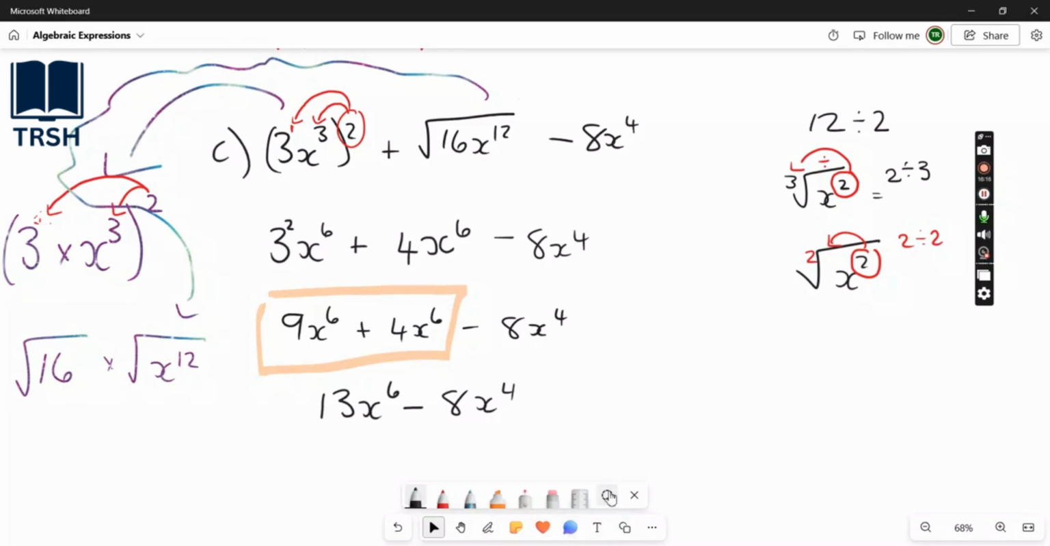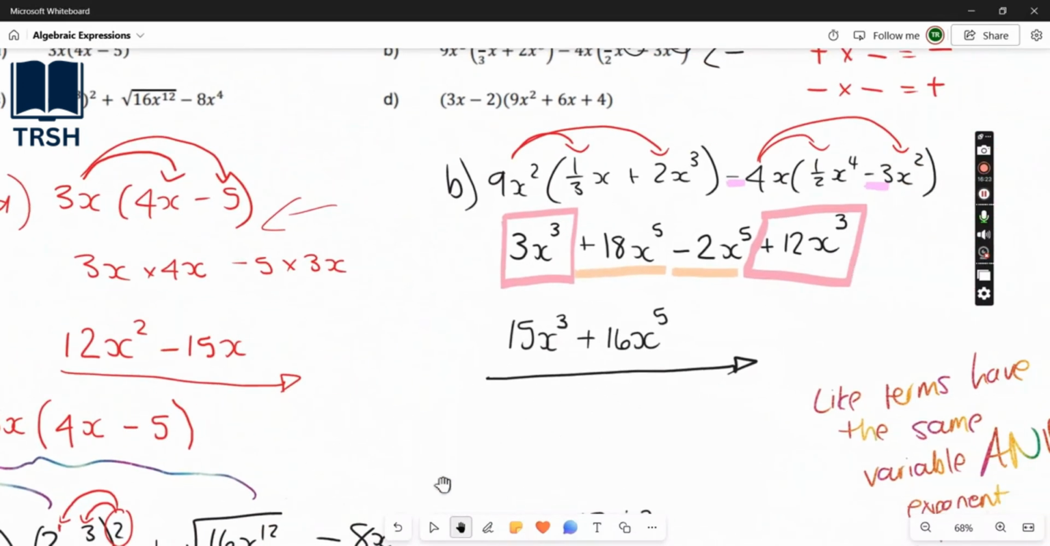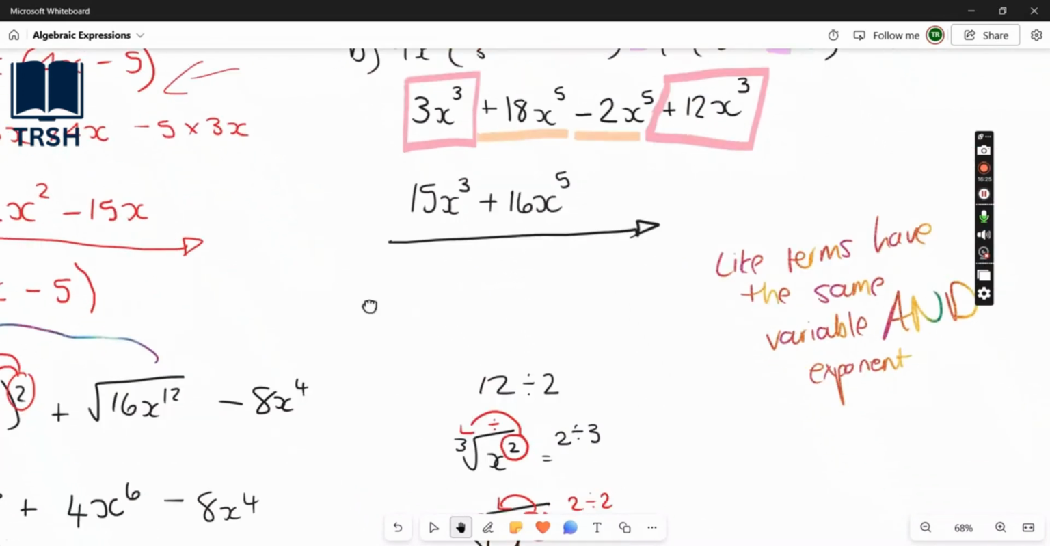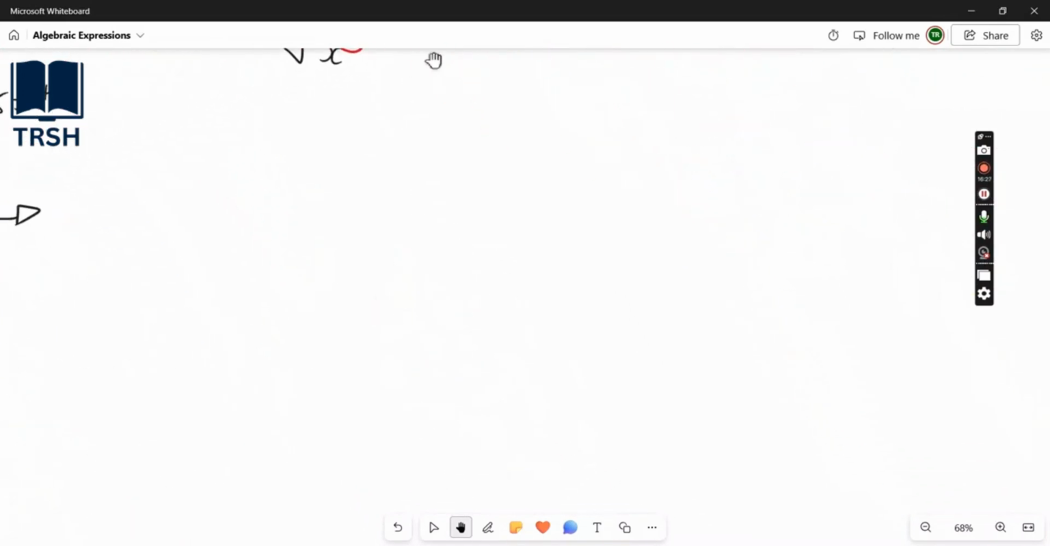Okay, so that is our answer. Let me not forget to do that. And that is question C. Then question D, we have 3x. Let me try to find some space.